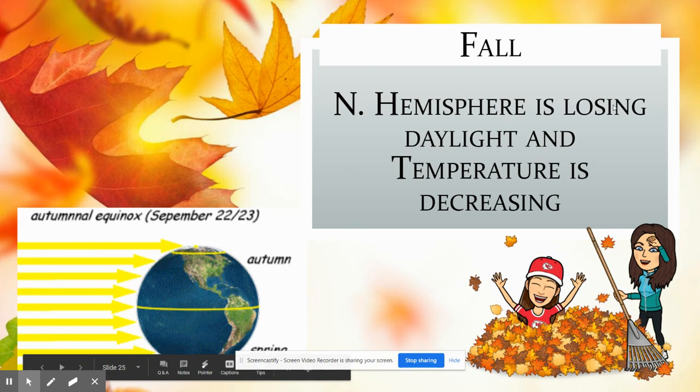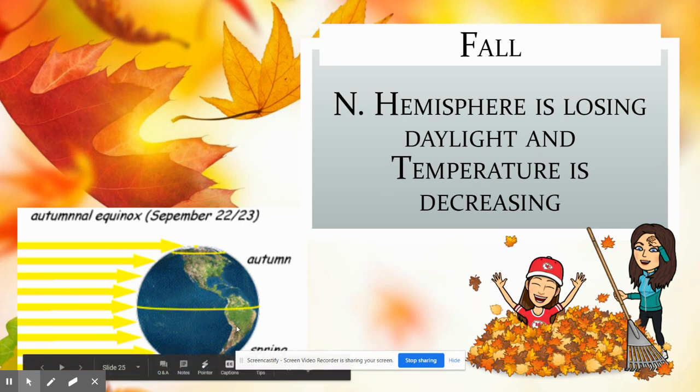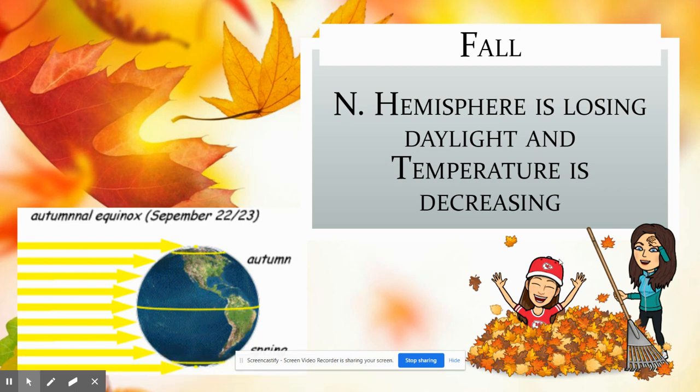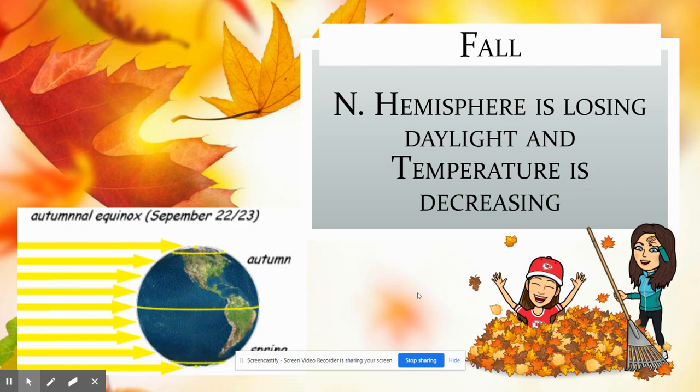Northern hemisphere is going to be losing the daylight just like we're experiencing right now. We are located here in the northern hemisphere and we are experiencing less daylight during the daytime. We are also experiencing our temperatures decreasing. If you live in the southern hemisphere, you're experiencing the opposite. They are having spring right now in the southern hemisphere.